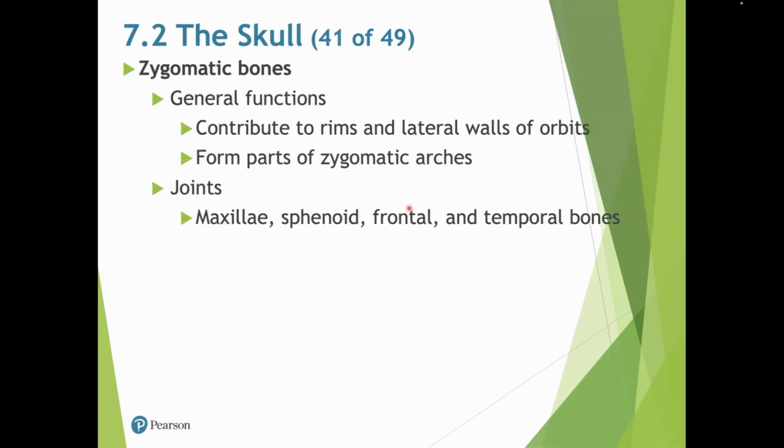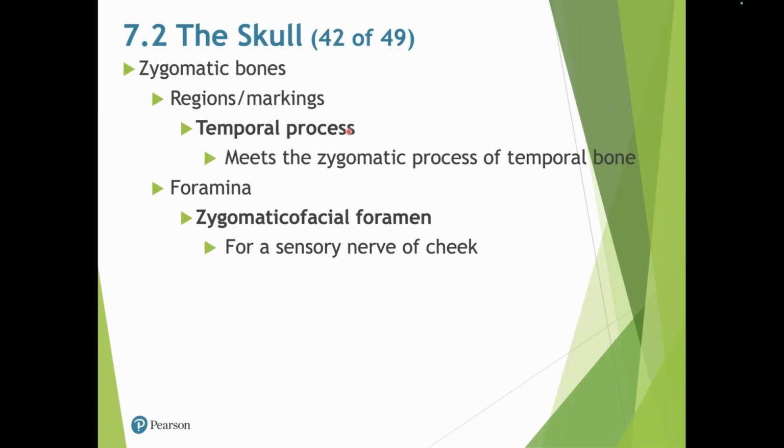Your zygomatic bones, we've talked about this a lot, contribute to the rims and the lateral walls of the orbits. We saw that in the eye socket. It also is going to form parts of the zygomatic arch to help to form that cheekbone. It forms joints because it articulates with the maxilla, sphenoid, frontal, and temporal bones. It has some markings, for example, the temporal process of the zygomatic bone, where it meets the zygomatic process of the temporal bone.